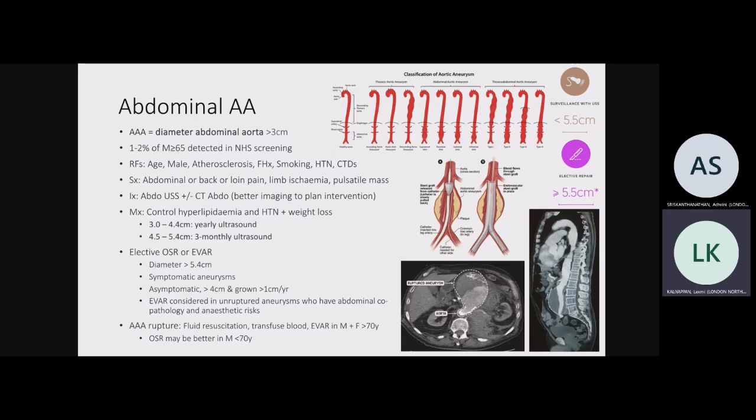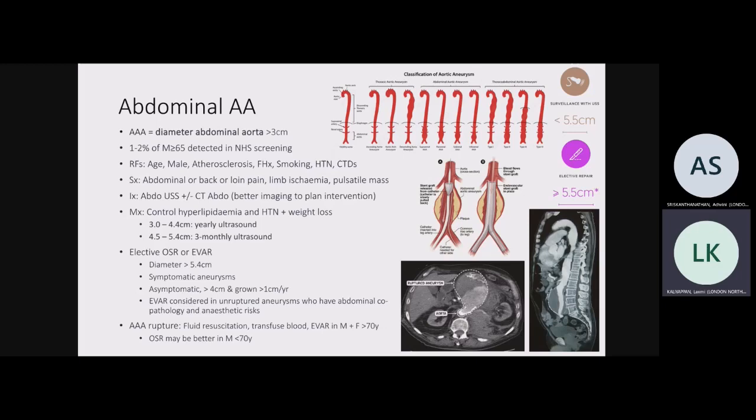Often people are asymptomatic, that is the most common symptom of AAA, but they can also have abdominal pain, back pain, or even loin pain. So think loin pain in the elderly should always trigger alarm bells about AAA, or you want to exclude AAA. They can also have limb ischemia, which is a sign of complication of AAA, or a pulsatile mass in their abdomen.